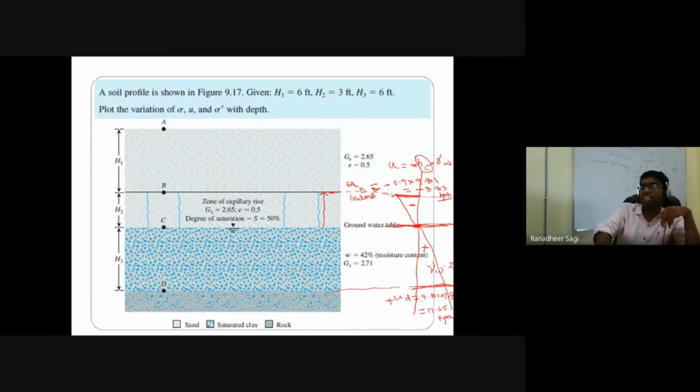Now I have calculated something. Can you please tell me whether it is correct or wrong? The degree of saturation is not 100%. If the degree of saturation were 100%, then the approach we followed in calculating the negative pore water pressure would be correct.